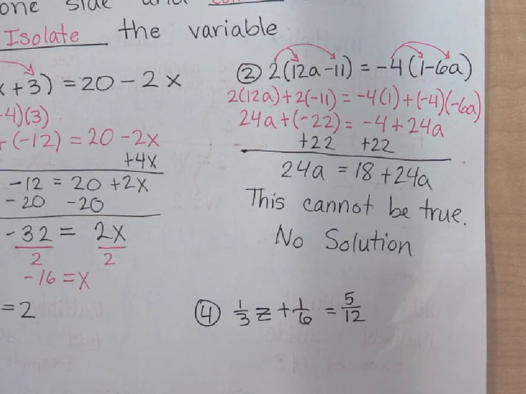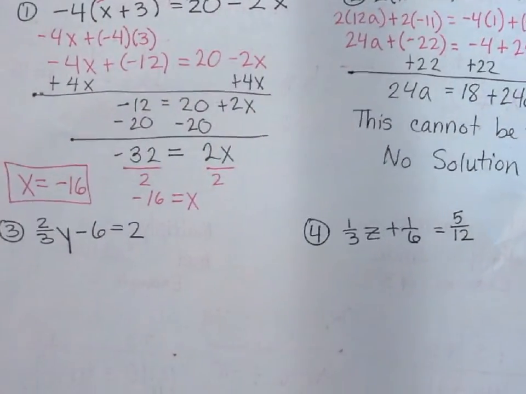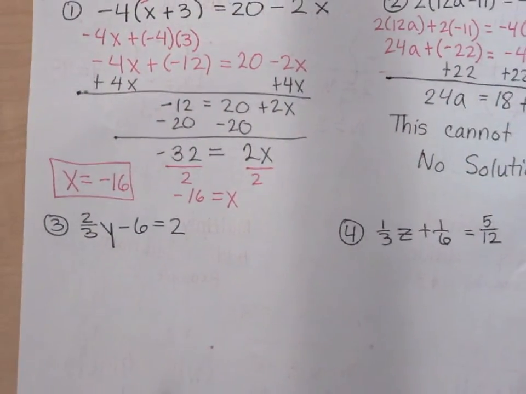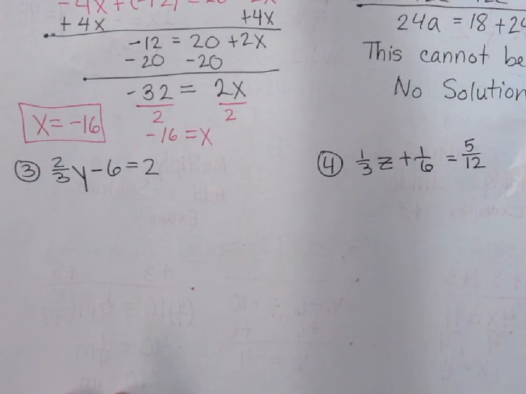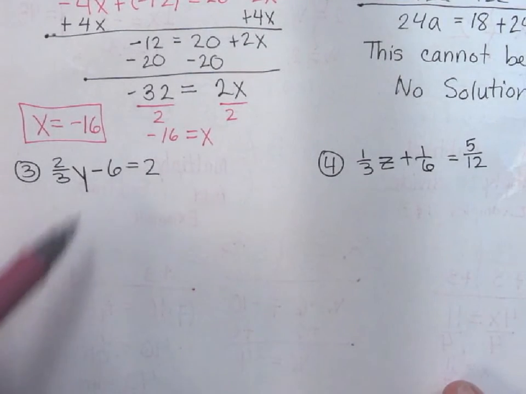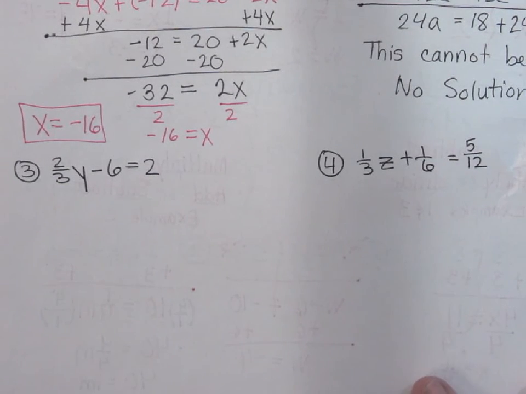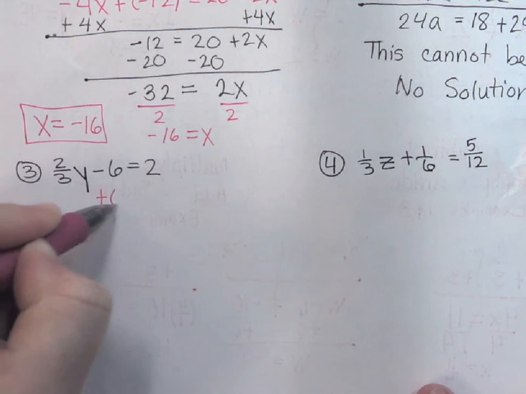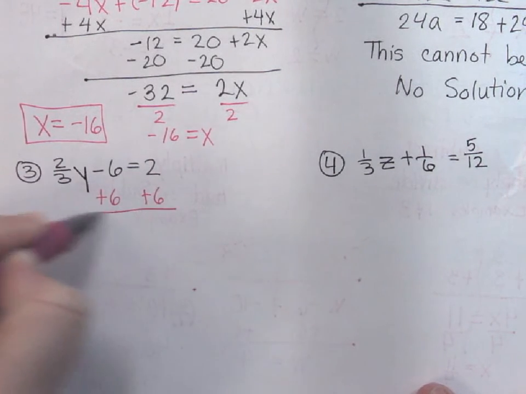All right, we got 2 more hanging in there. And I'll share this with you when we're done. All right, so this next one, I put it back here because it has a fraction, but is it really any different than any other two-step equation? No. So, what's the first thing I want to do? Add the 6. Okay.